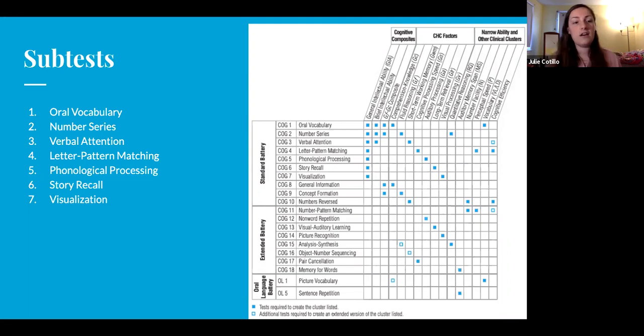For the sake of time and our presentation and our limited resources, we're just going to talk about the first 7 subtests, because the first 7 subtests can actually be broken down, where some of the subtests have multiple subtests within the subtests. For example, phonological processing, that whole subtest is broken down into 3 different subtests. So it's still quite intense, and we're just going to dive into these 7 for the sake of time.